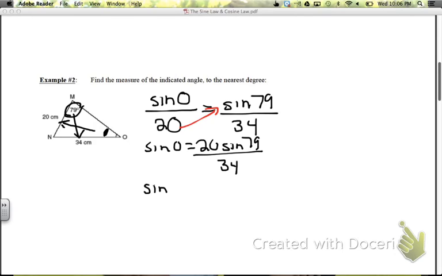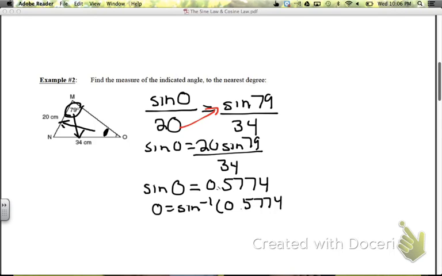So sine O will be equal to 0.5774. Now recall, how do I find my angle O? Well, we do the inverse of our trig function. So the inverse sine of 0.5774, and what we'll get is that our angle measurement will be 35 degrees. Again, make sure you read the question because it tells me in the question to the nearest degree.